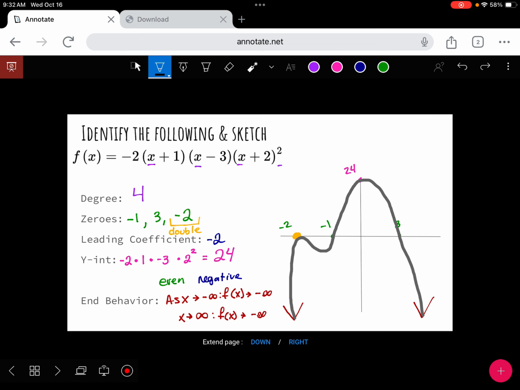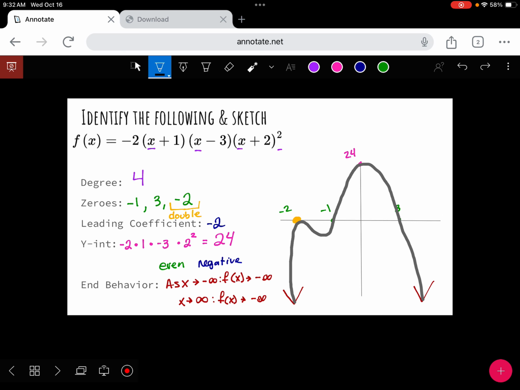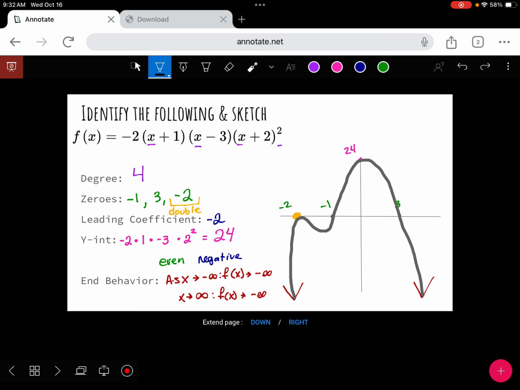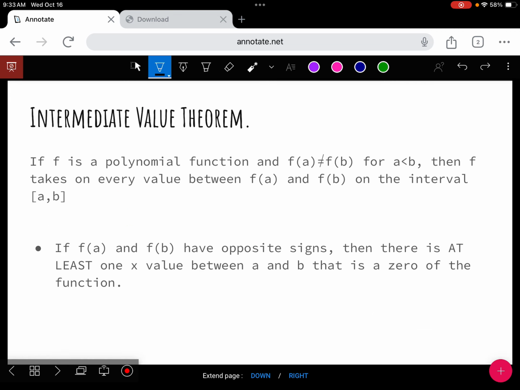Okay, questions on our sketchy parts? Okay, just a smidge of that. I'm not going to do more sketches. We're going to tie in our next kind of theorem. It's going to be like proving things about polynomials. And it's going to be something called the intermediate value theorem.